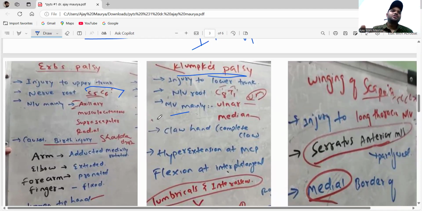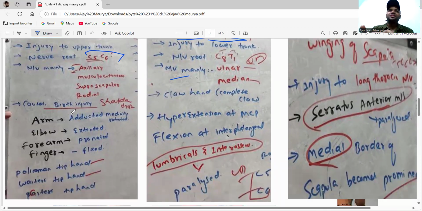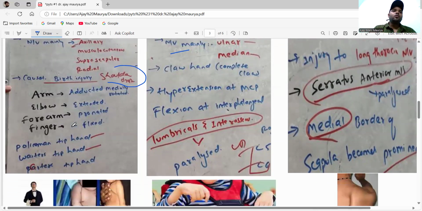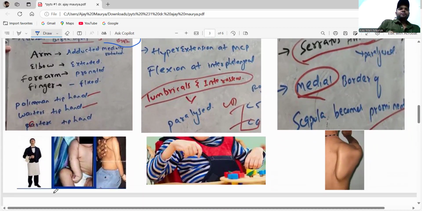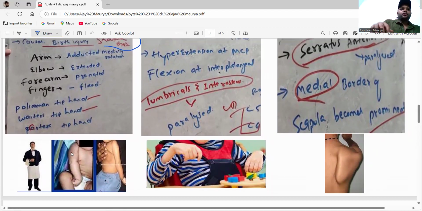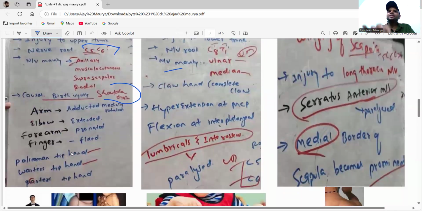The most common cause is birth injury, shoulder dystocia. What is the scenario? The arms are adducted medially, elbows are extended, forearm pronated, fingers flexed. It is also called the policeman's tip hand, or waiter's tip hand.